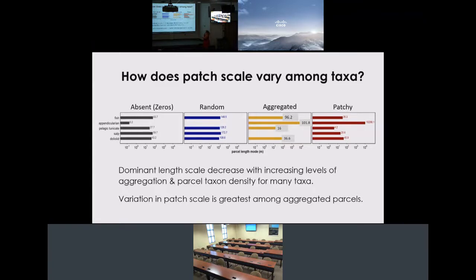For the aggregated, the larvae, the appendicularians, though, were about 100. And so what you can say about this, getting back to this question, is there prey available for the larval fish to eat, and appendicularians are an important prey item? Well, the answer is yes. There's at least similarity in scale here in terms of the dominant modes.